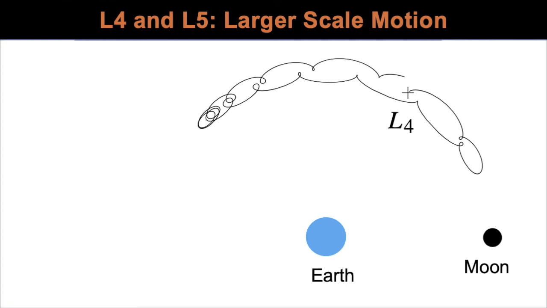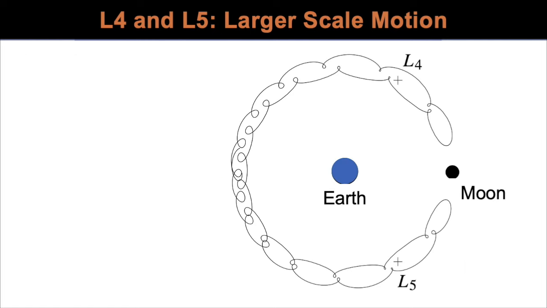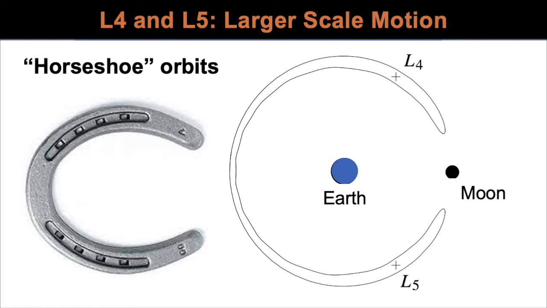So let me show you some larger scale motion. If you were to take a trajectory of a higher energy that starts near L4, this is what it does. It still looks epicyclic. And it looks like a tadpole. So these have historically been called tadpole orbits. And if you take a larger energy, these tadpole orbits can actually go all the way around to the other side, and they form horseshoe orbits.